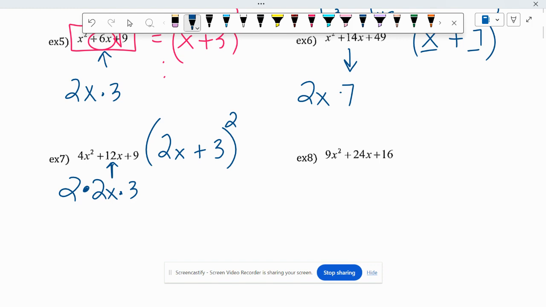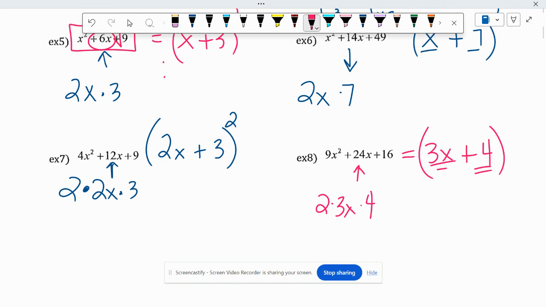Let's look at the last one. What is the square root of 9x squared? The square root of 9 and the square root of x squared, so 3x. What's the square root of 16? It's 4. Let's see if this follows the pattern. 2 times the first term, 3x, times the second term, 4. 2 times 3 is 6, 6 times 4 is 24. It works. This is a perfect square trinomial.